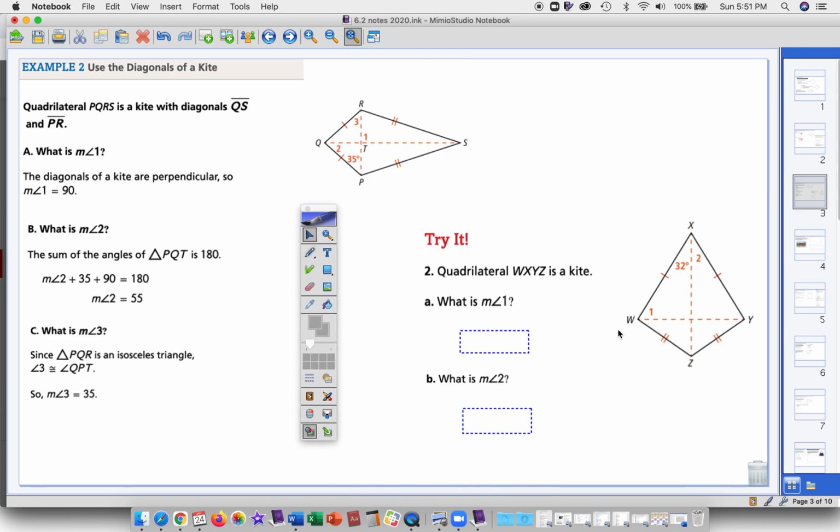For this example, the measure of angle 1 is the complement of 32. The measure of angle 2 is equal to 32 because, again, this diagonal XZ is a bisector. It's dividing that kite into two congruent triangles.